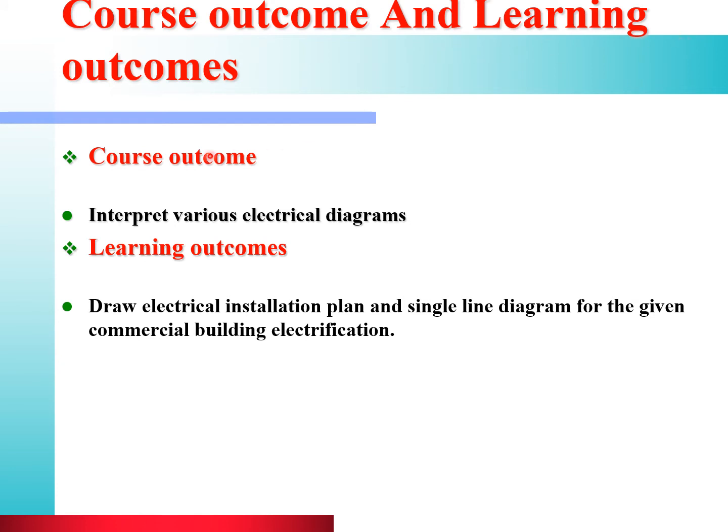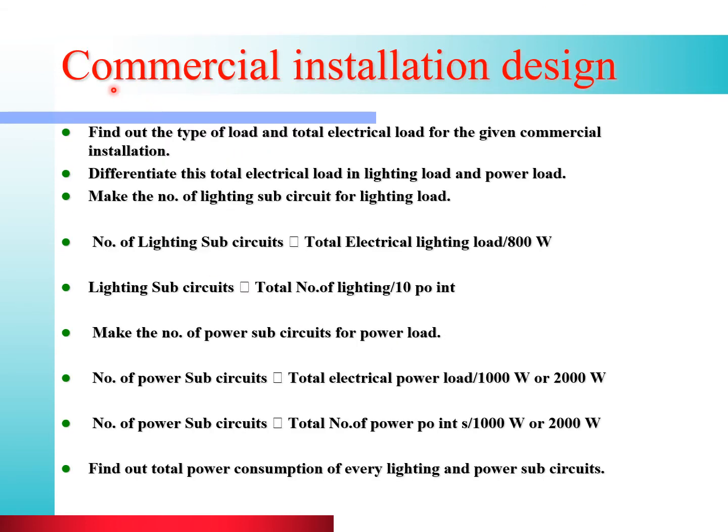Course outcome and learning outcome. Course outcome: interpret various electrical diagrams. Learning outcome: draw electrical installation plan and single line diagram for the given commercial building electrification. We will see the commercial installation design. What are the different steps for calculation of the commercial installation?